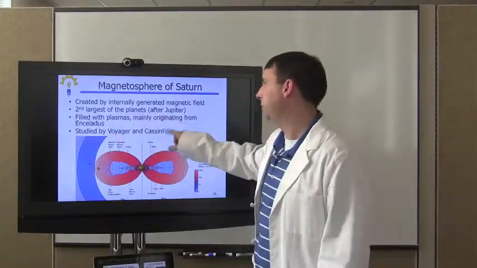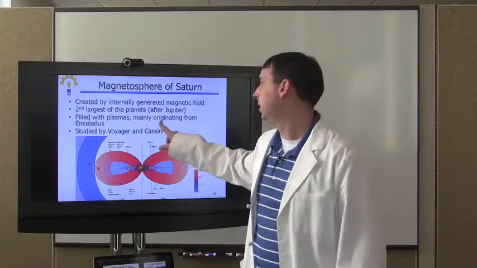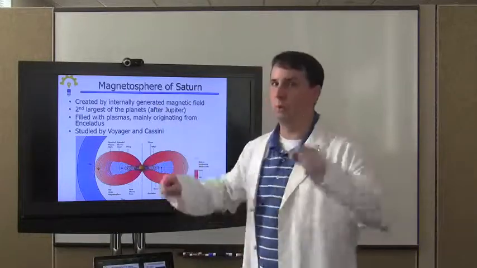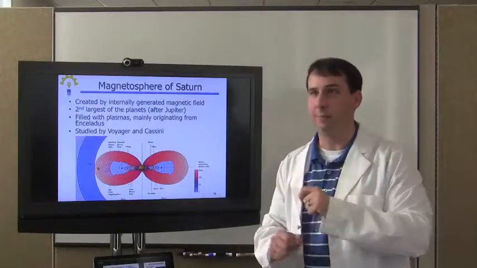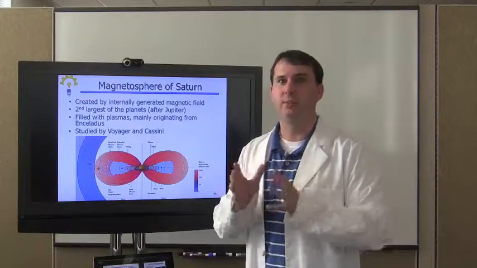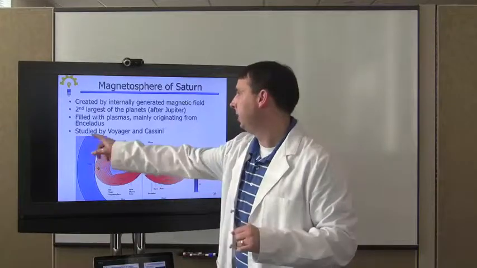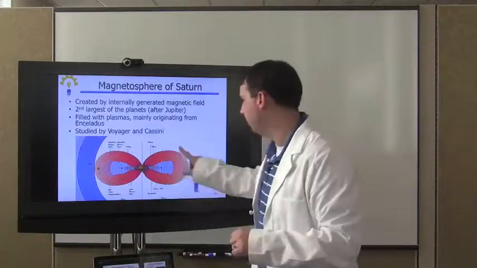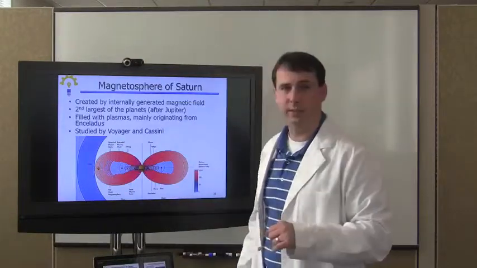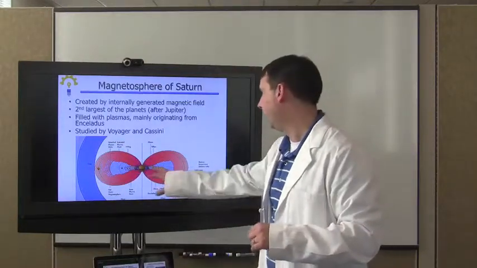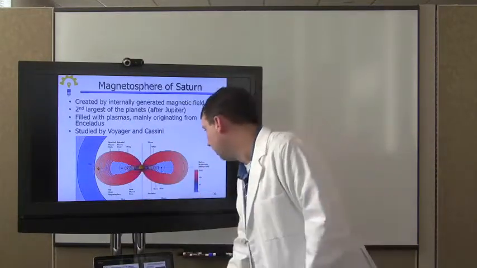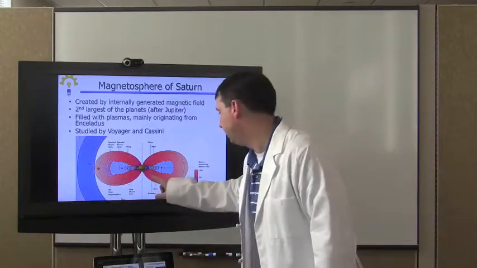Saturn is the second largest of all the planets after Jupiter, and its magnetosphere is filled with plasmas, mainly originating from Enceladus. Enceladus and Saturn have a really interesting relationship, magnetically speaking and electrically speaking. It was studied by Voyager and Cassini. Here's an image of the magnetosphere of Saturn, and the blue area is the plasmas. Here's the E-ring where Enceladus is, with Dione and Rhea, and Enceladus is inside there.